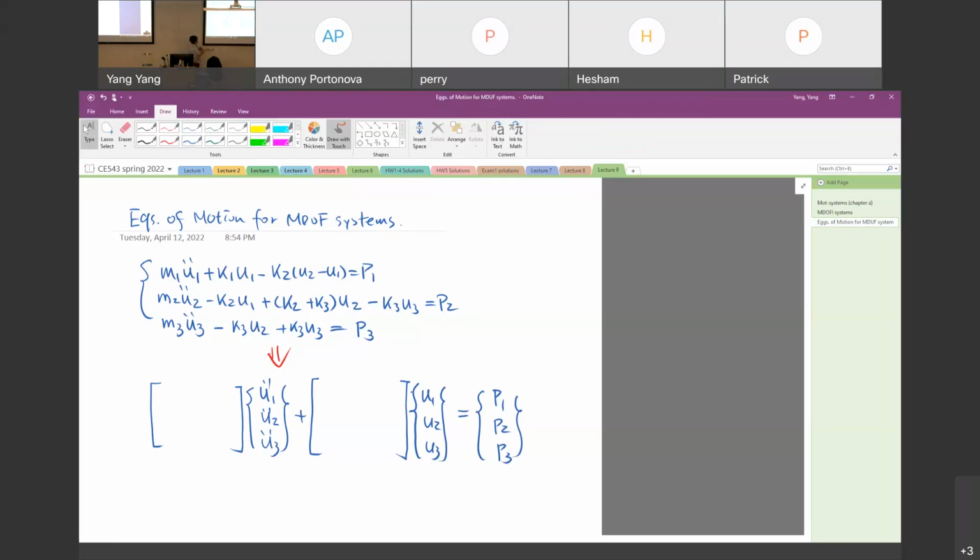So now, anyway, we rewrite everything in matrix form. We have the acceleration vector here, and we have the displacement vector here. We just need to fill in the blanks here.